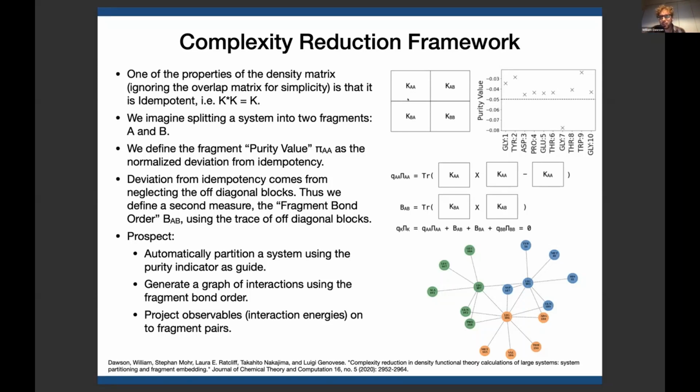In fact, we can measure how much interaction there is by looking at that idempotency, by doing that multiplication and a trace operation, some linear algebra, and out come two different measures. The first one is called the purity value, which describes how good a fragment is based on some measure of these blocks. The second one is the fragment bond order, which defines the interaction strength between two blocks. We can use these measures to break a system down into the fragments that make it up.